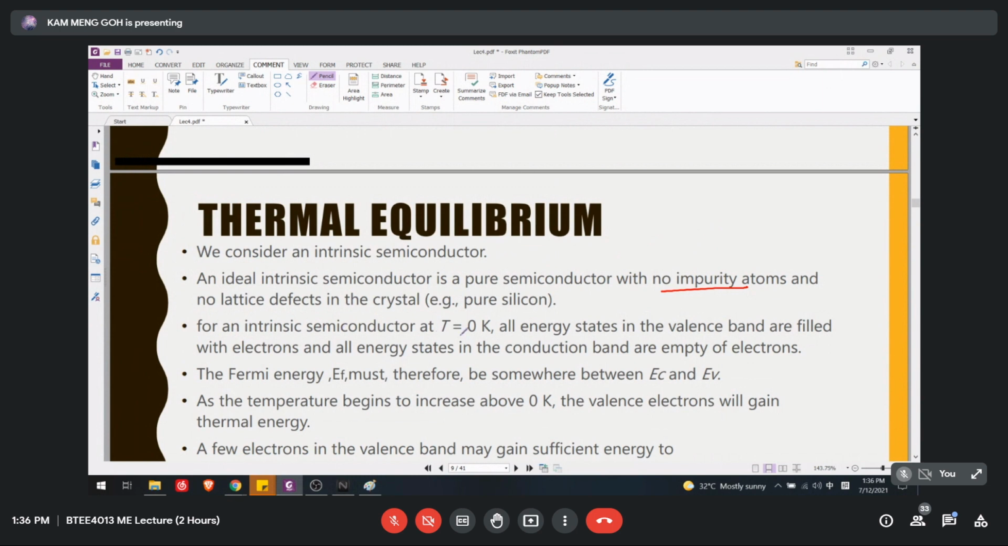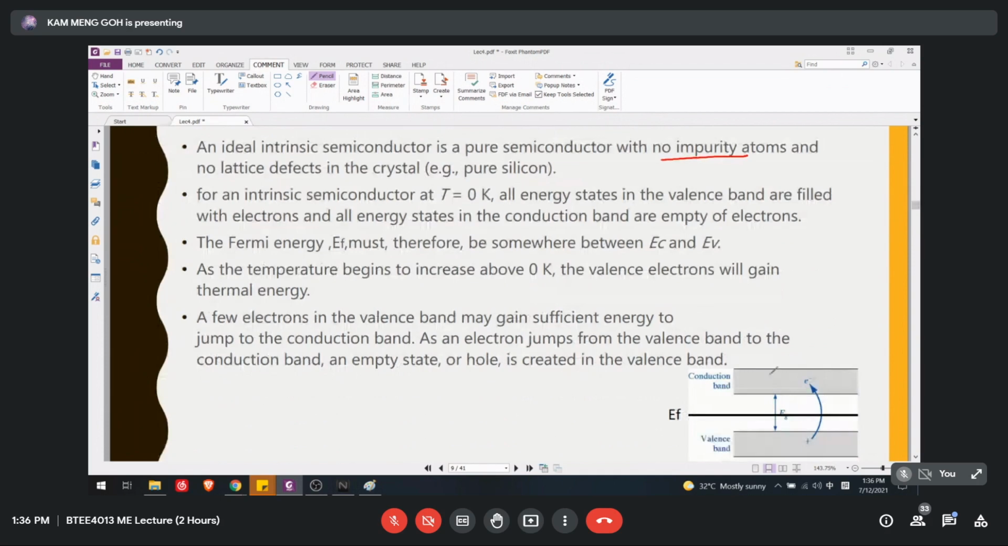For the intrinsic semiconductor at T equals 0 K, all energy states in the valence band are filled with electrons, and all energy states in the conduction band are empty of electrons, which means that if you didn't provide energy here, originally the conduction band has no electron. This one is full with electrons. And then the Fermi energy, E_F, must be somewhere between the E_C and the E_V. E_C is in this line, E_V is in this line. It must be somewhere between this.